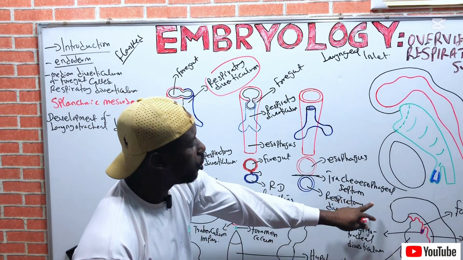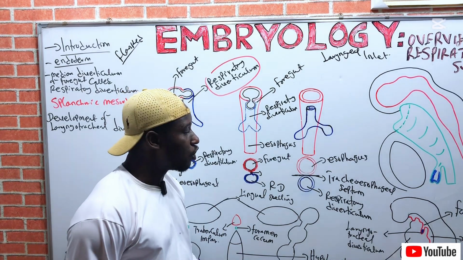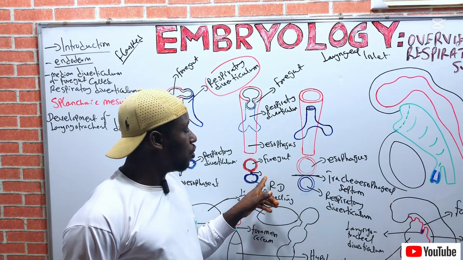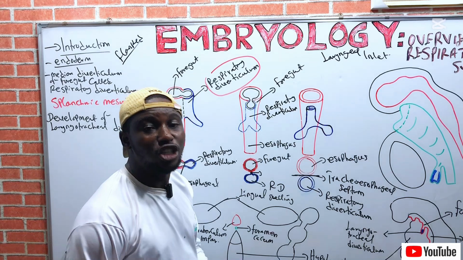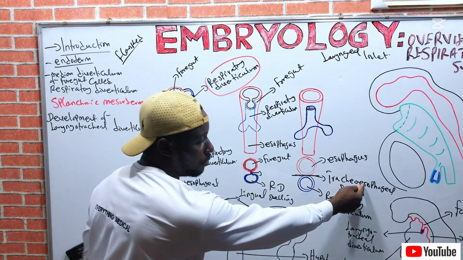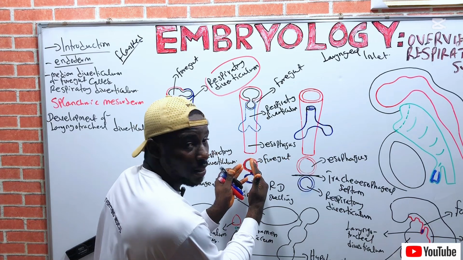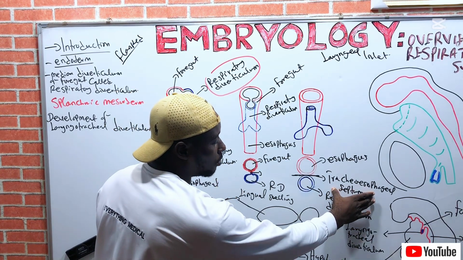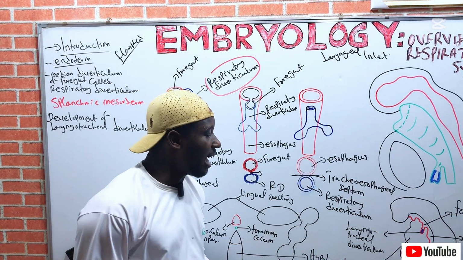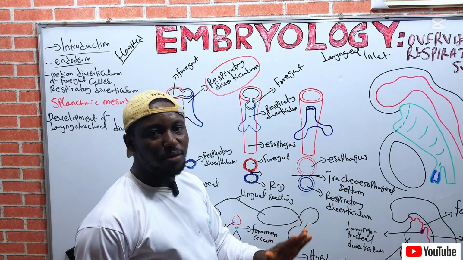Now, the tracheoesophageal septum is formed by the two lateral folds called the tracheoesophageal folds. These folds usually grow medially. So two of them fuse on the midline to form this septum. They grow medially together and fuse on the midline to form the septum called the tracheoesophageal septum, which separates the distal aspect of the respiratory diverticulum from the oesophagus. That is how it works.